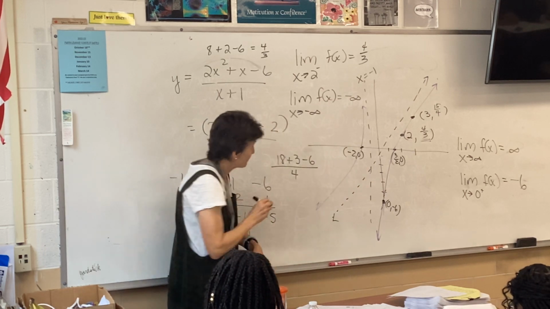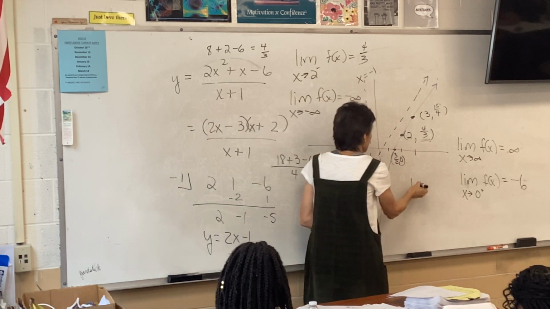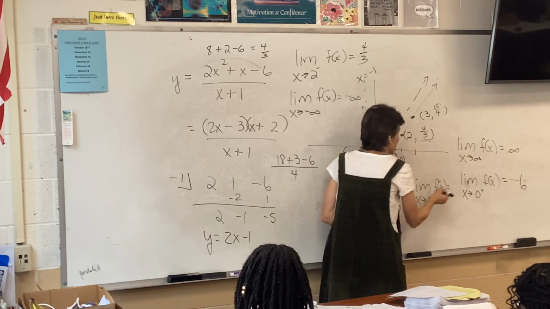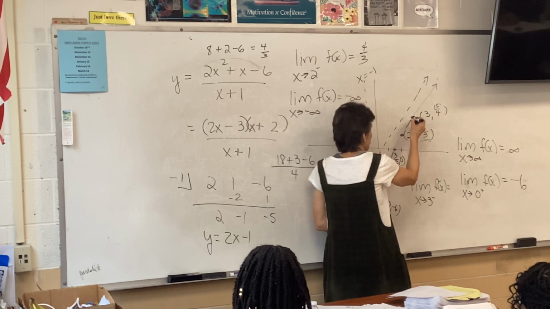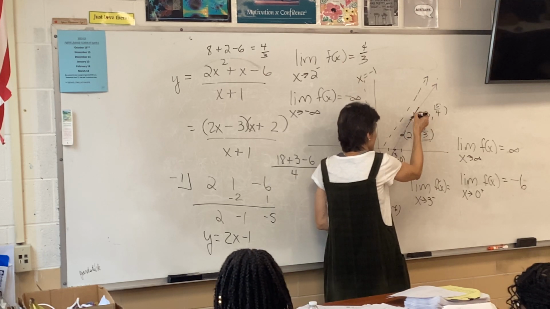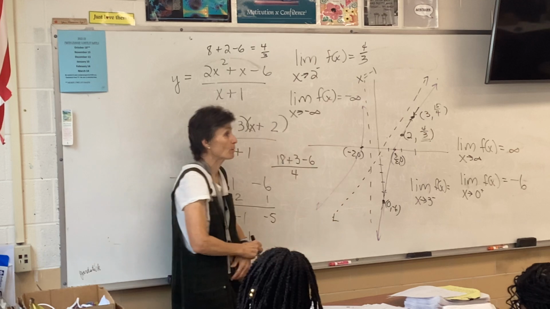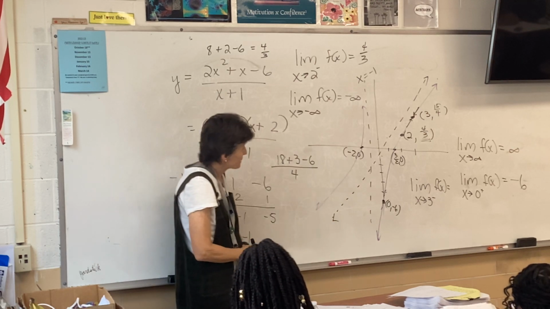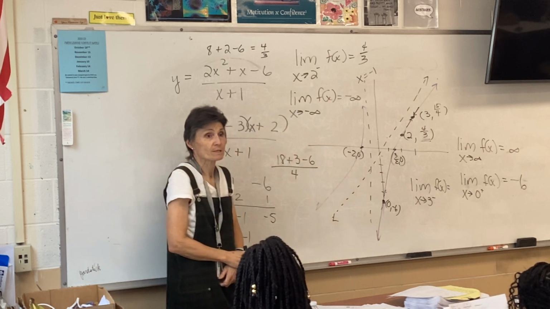So this one happens to say find the limit as x approaches 3 from the left. But it wouldn't matter because if you're approaching a point, either direction is going to bring you to that point. So the limit's going to be 15 over 4.